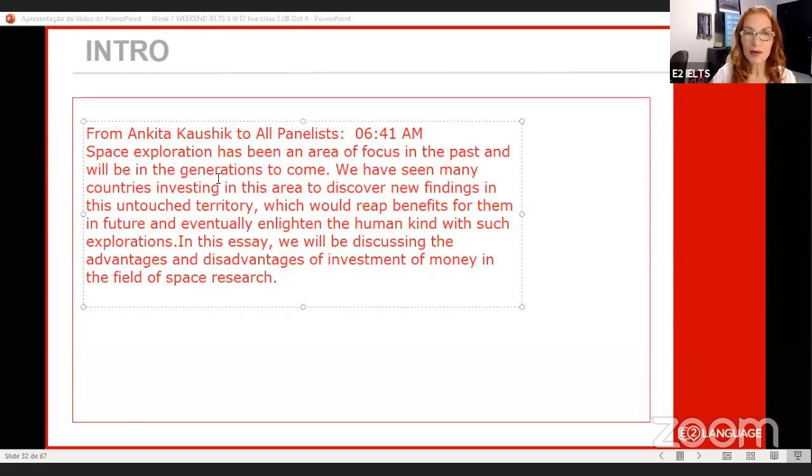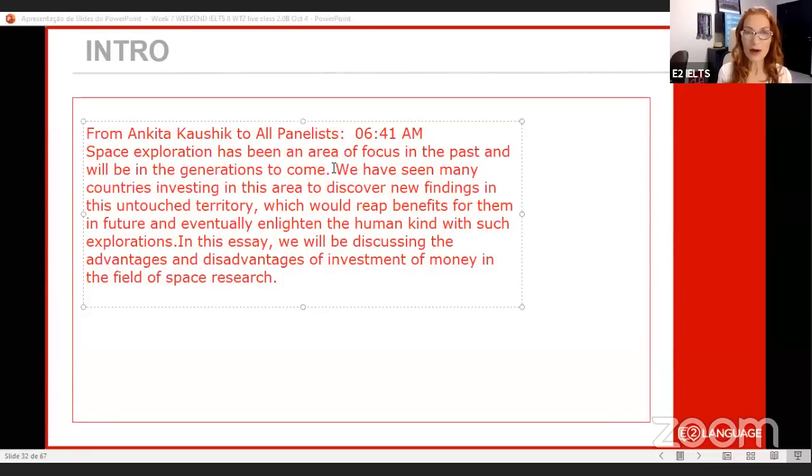So space exploration has been an area of focus in the past and will be in the generations to come. So that's a nice, the great catch of a statement sentence is that there's no conflict. It's a statement that whether you agree or disagree with space exploration, when you read the sentence, you will feel that it's okay. It's a sentence that you can agree with. It's reasonable, okay? So that's a very good sentence.